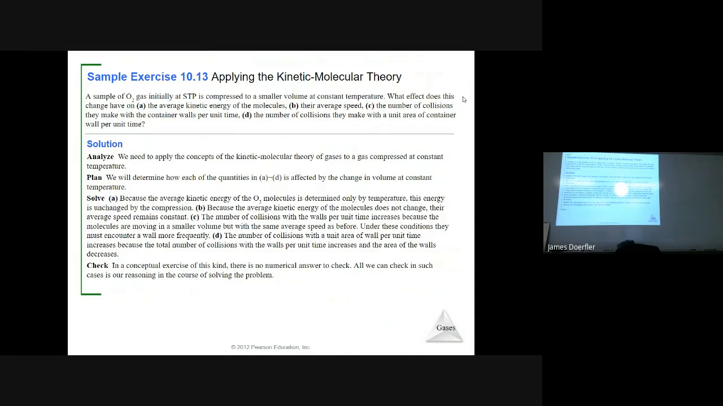Now, what about the number of collisions they're going to make with the container walls in a given amount of time? Imagine if I took all of you and said, all of you could only stay in this area of the classroom, but you have to be moving constantly. Do you think you're going to be hitting the sides of the walls more frequently than if you were spread out and allowed to travel? Absolutely. By reducing the volume, you've reduced the area that they can move. And again, their movement is random. So you're going to have an increase in the amount of times that you're going to hit the wall.